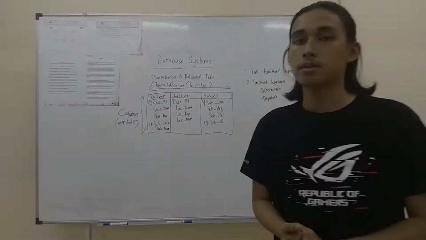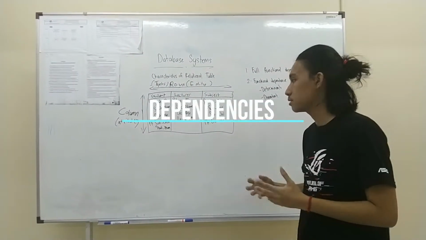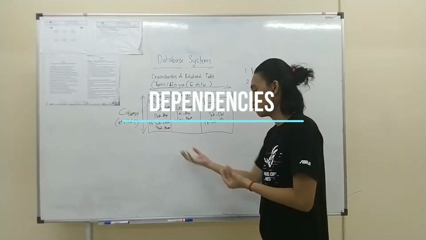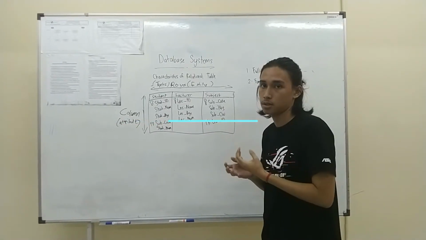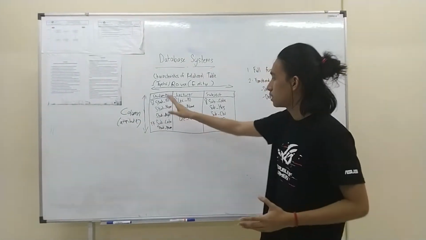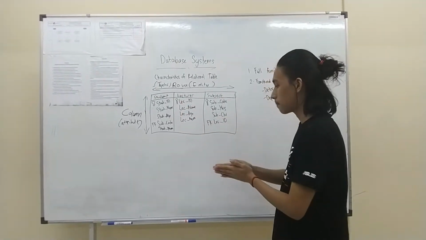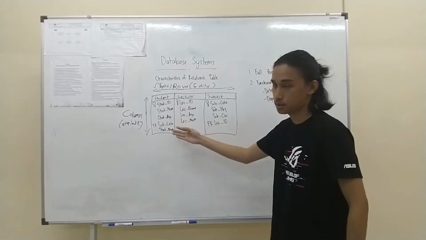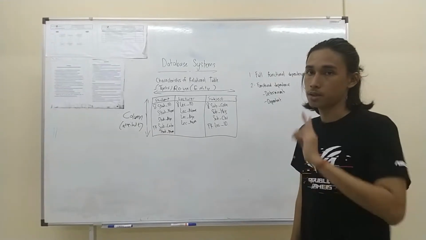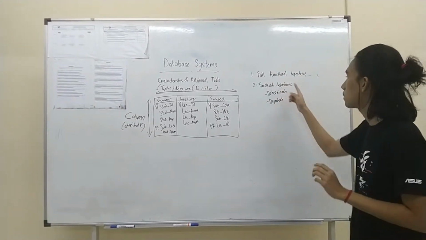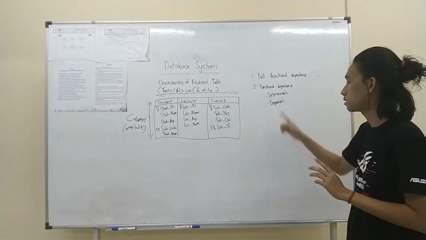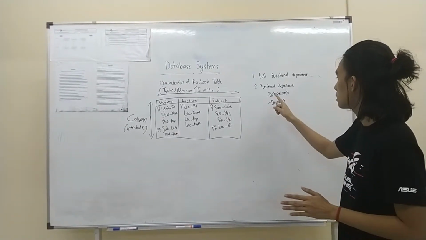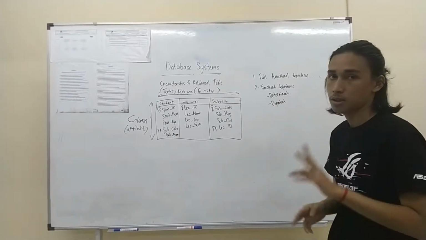Discussing dependencies. Dependencies is where the key will be based on the concept of determination. So, that one particular key will determine the value of the other keys. So, there are 2 types of dependencies: functional dependence and full functional dependence. So, let's talk about functional dependence.